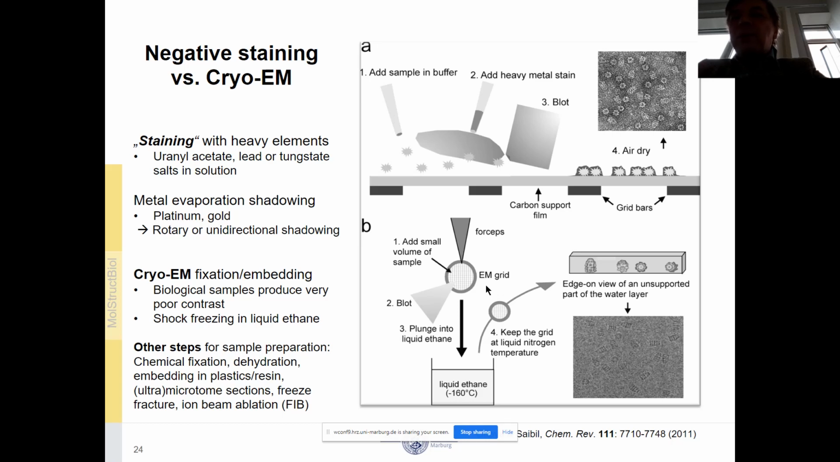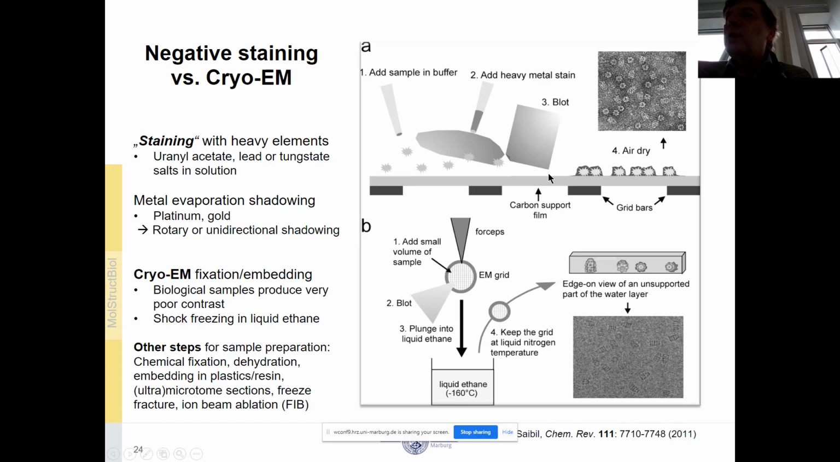You can blow up your hut, yes. You can destroy your lab quite easily. You have to know how to use liquid ethane. But the point is, it works. With this you can vitrify the sample within a millisecond or even faster. So this is a general outline, here with staining, here without.